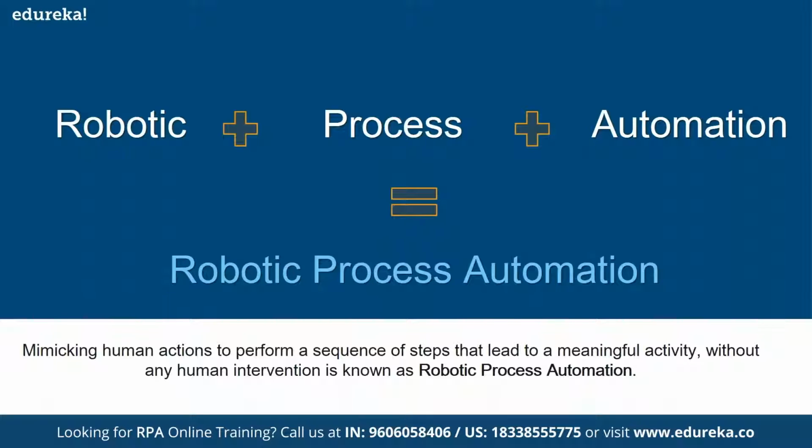In simple layman words, whatever repetitive, boring process you used to do when you go to the office, instead of you, a software will take care of it. A software will do it by itself. That is called robotic process automation.